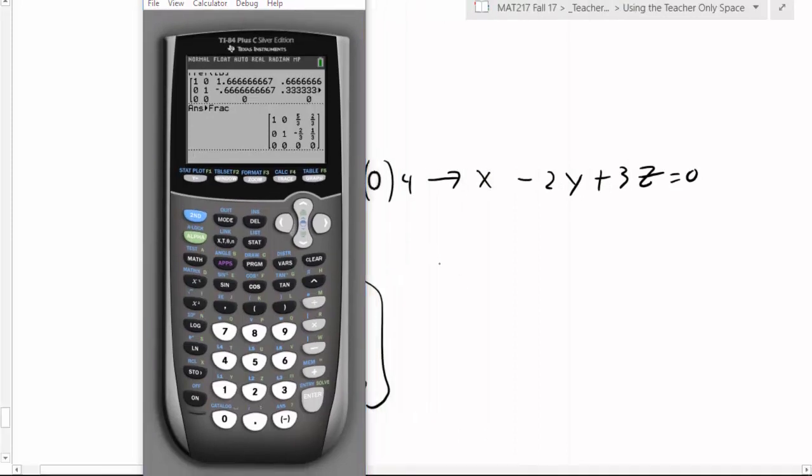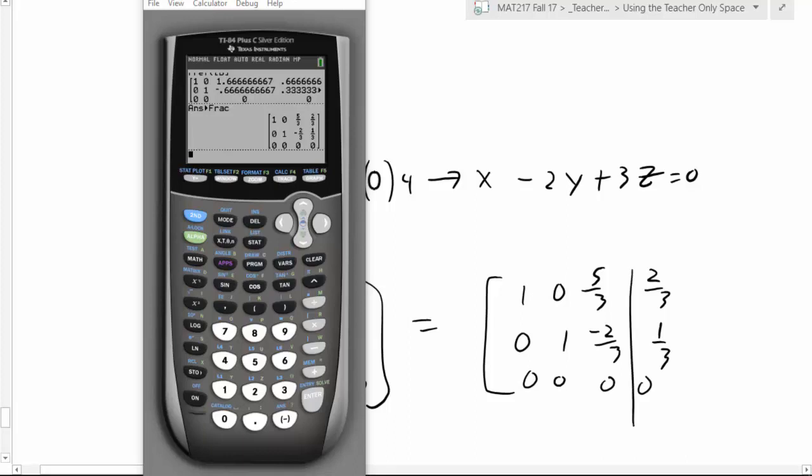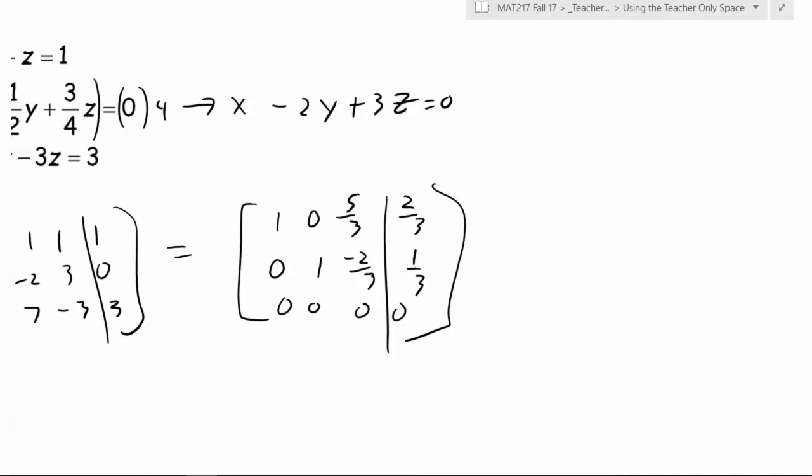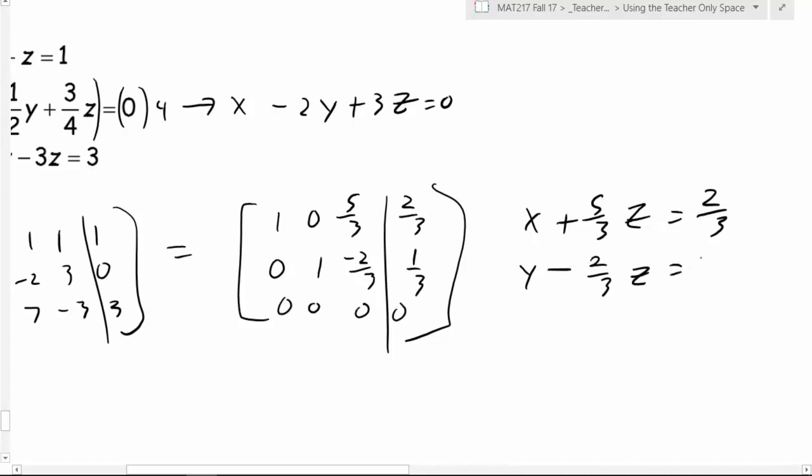Let's actually write down this answer. This one's an interesting answer. It's 1, 0, 5/3, 2/3, 0, 1, negative 2/3, 1/3, and 0, 0, 0, 0. So just like the last problem, this system does not have something like x equals 4. We're going to have x plus 5/3 z equals 2/3. And we're going to have y minus 2/3 z equals 1/3.